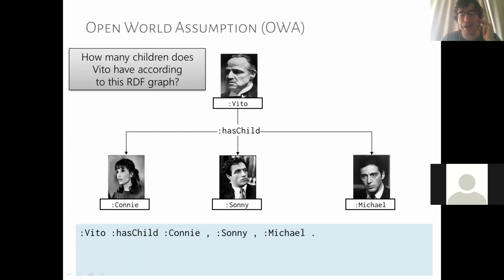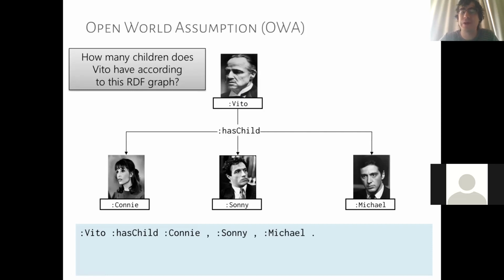So we see this as an RDF graph because we have subject, predicate, object, subject, predicate, object, subject, predicate, object. I add some images and so forth to make the slides look more interesting, but it's an RDF graph. So how many children does he have according to this graph?